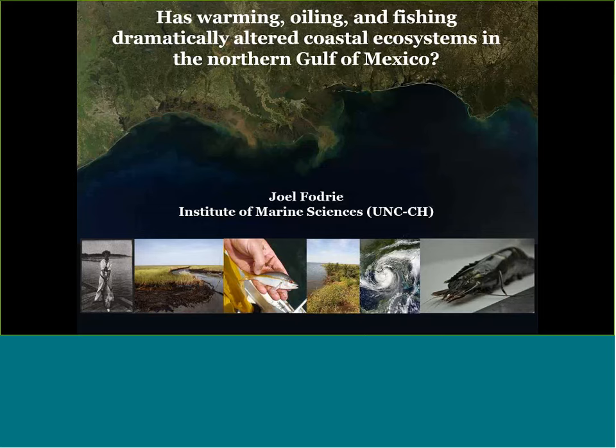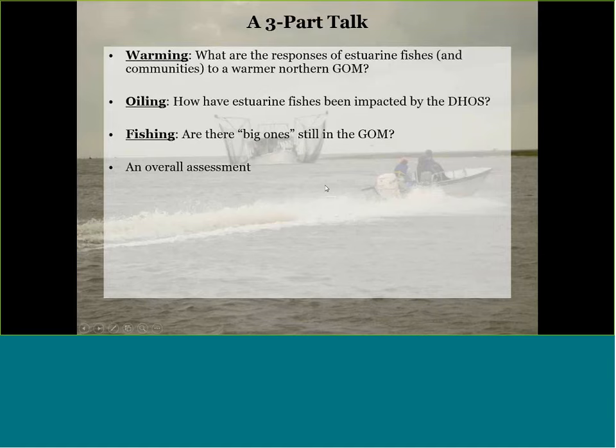So what I thought I'd do is just talk about three different types of research lines that we're pursuing. And the first is about regional warming. The second looks at the effects of the 2010 Macondo spill in the Northern Gulf. And then the third asks, how has fishing changed the Northern Gulf? In particular, do we still have big fish in the Northern Gulf, or have we lost the big fish?